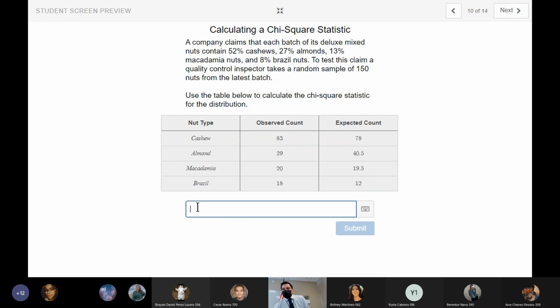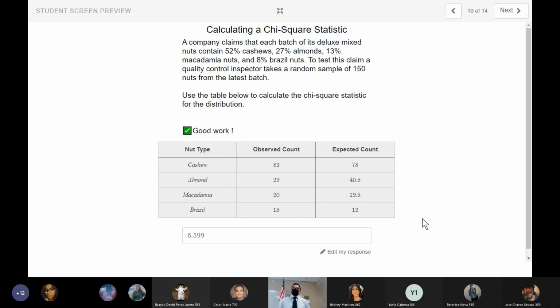All right, so we get, woohoo, I tried to build in self-checking things this time. All right, so we get 6.599 as our test statistic, our chi-square statistic. We'll need this for our next part. Are there any questions? Anything I can clarify? Good.